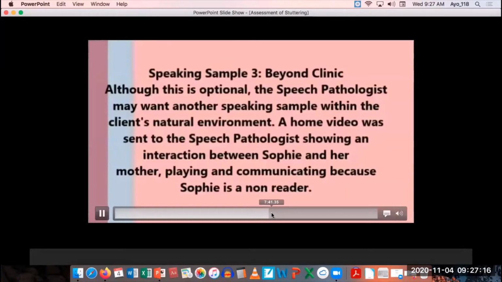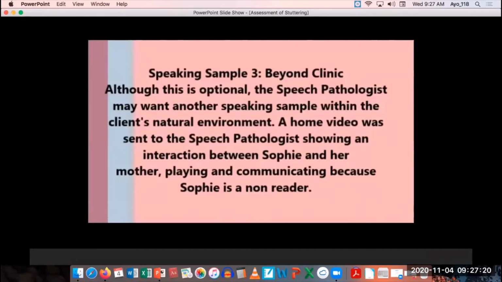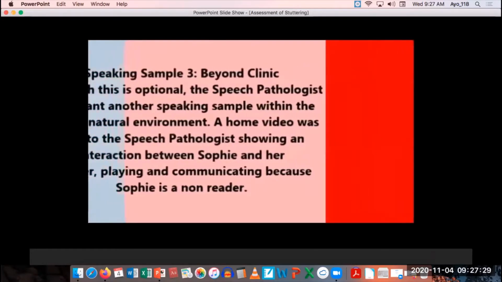Although this is optional, the speech pathologist may want another speaking sample within the client's natural environment. A home video was sent to a speech pathologist showing an interaction between Sophie and her mother, playing and communicating, because Sophie is a non-reader.